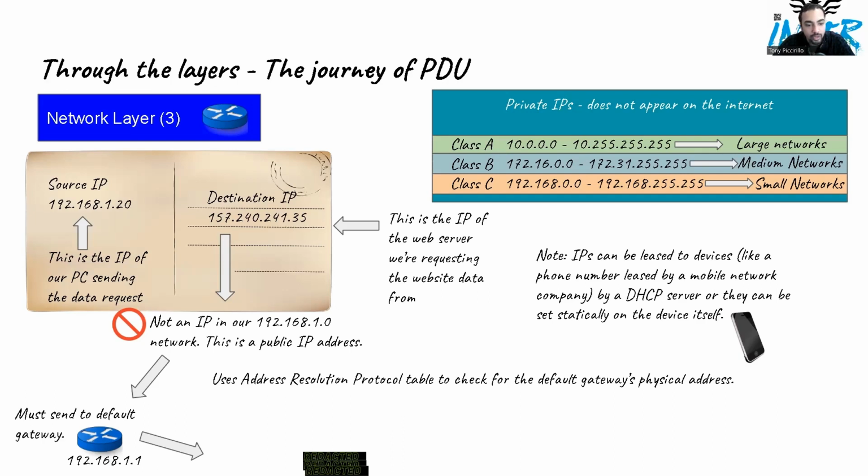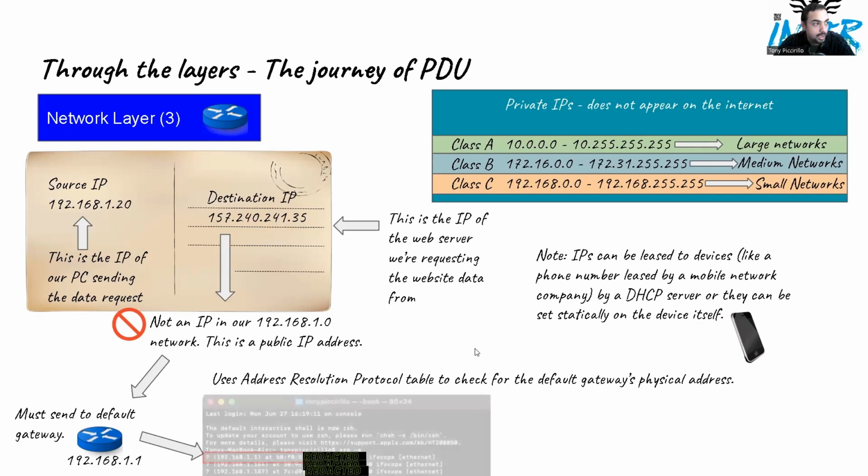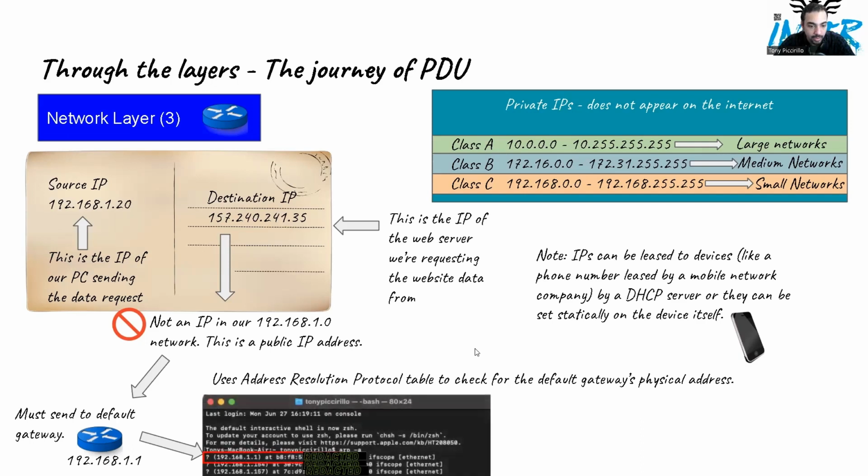But even with an IP address, we'll need to know the router's physical address to send our data to it. So how does a computer know our router's physical address? It knows the physical address through the address resolution protocol, or ARP table, on your computer. Here we can see the ARP table of my Mac laptop with the physical addresses redacted, which we'll learn more about in the next layer.